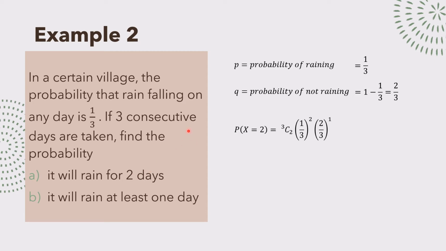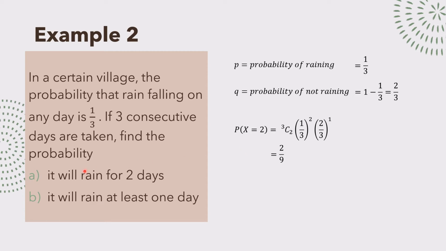Let's calculate the probability that it will rain for 2 days. Probability for X equal to 2 is 3C2. 3 is your n, the number of trials. 2 is the number of successes, here referring to how many days it rained. And p is 1 over 3 power of 2, times 2 over 3 power of 1. You should know this by this time. So calculate, and you will get the answer 2 over 9.